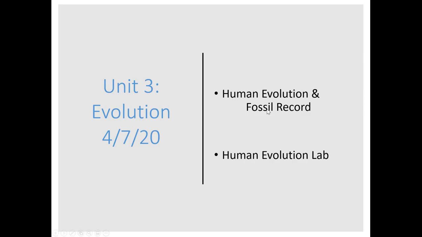Okay, so for today, we're going to be covering human evolution and the fossil record, and then we'll be doing the human evolution lab. So both of these things basically deal with the timeline and kind of the split between modern humans and the last common ancestor between us and the great apes, basically.